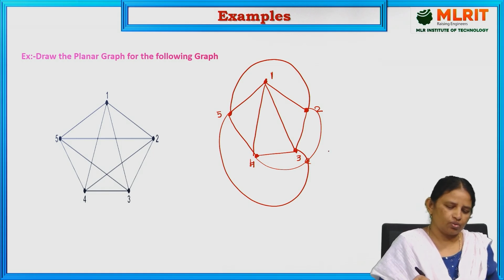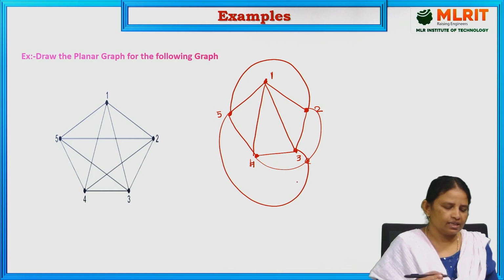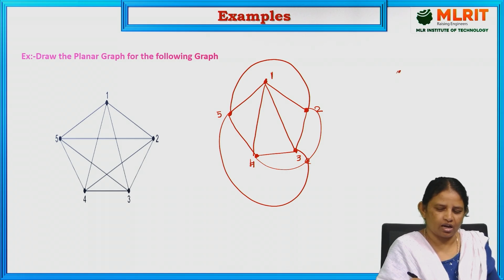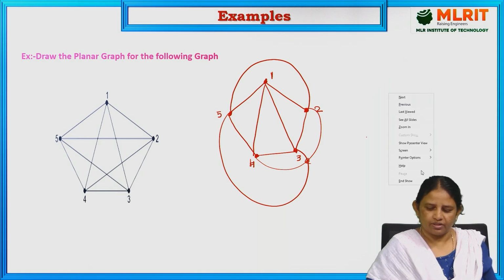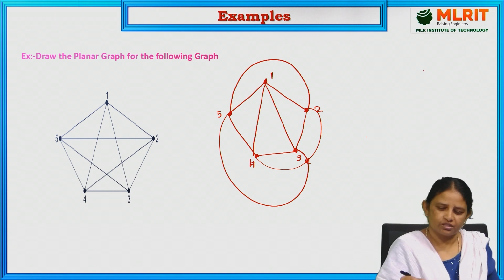Suppose if you draw 2 to 5 and 2 to 4, then there is no chance. We have to draw it another way. We'll try another method. 1 to 2, try with another method to draw the planar graph. So first of all, this is not possible. In another method, we'll try. Is it possible to draw the planar graph?